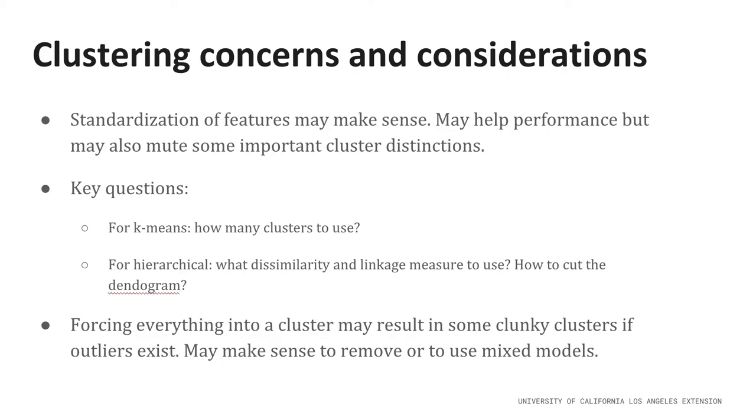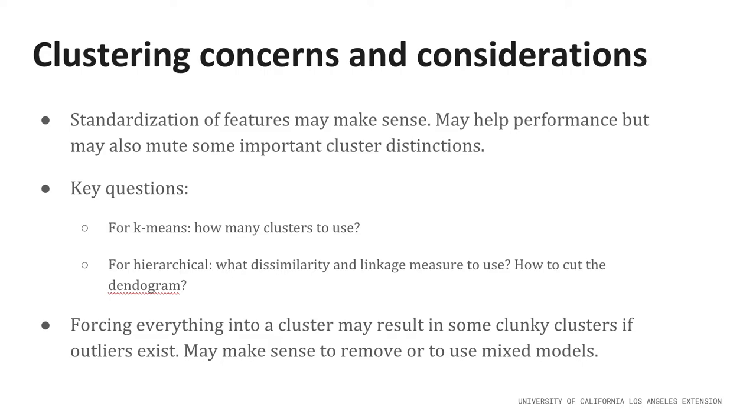One thing you note is that forcing everything into a cluster may result in some clunky clusters if outliers exist. So if you go back to the idea of the income versus education, if you have one person who's a billionaire, that one data point will throw off all your other data points, because whether you use k-means or hierarchical clustering, it's going to create some very stretchy clusters. So it might make sense to remove that, because maybe that one billionaire is not representative of a cohort of students or a city. So it may make sense to remove.